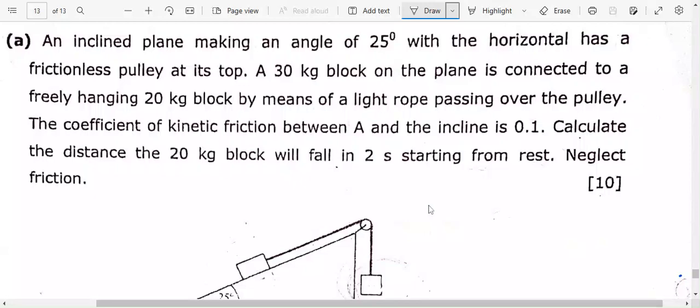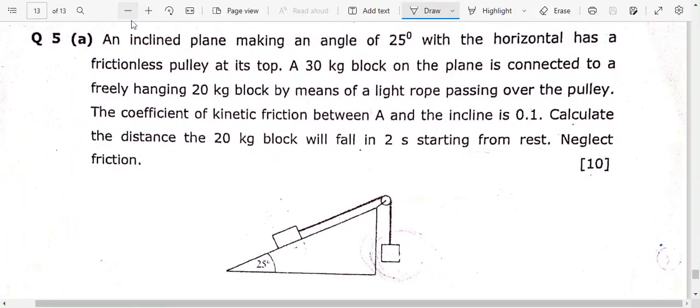All right. So here is the question. Seems to be so big.